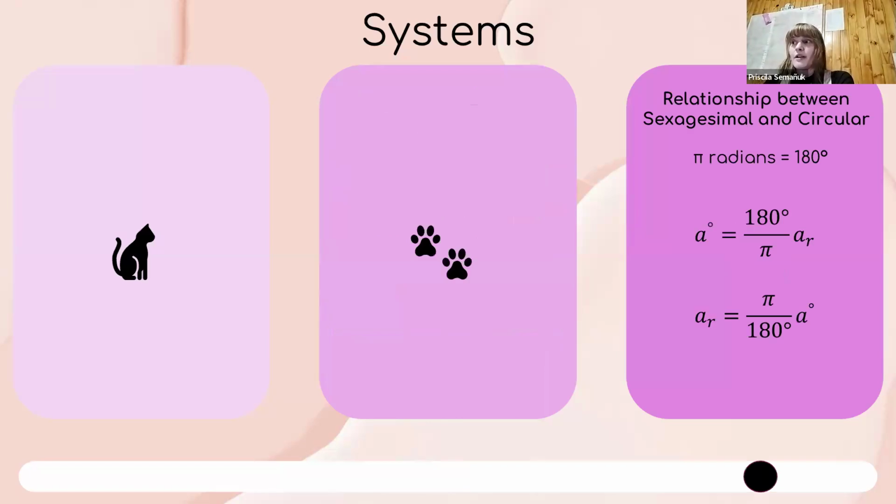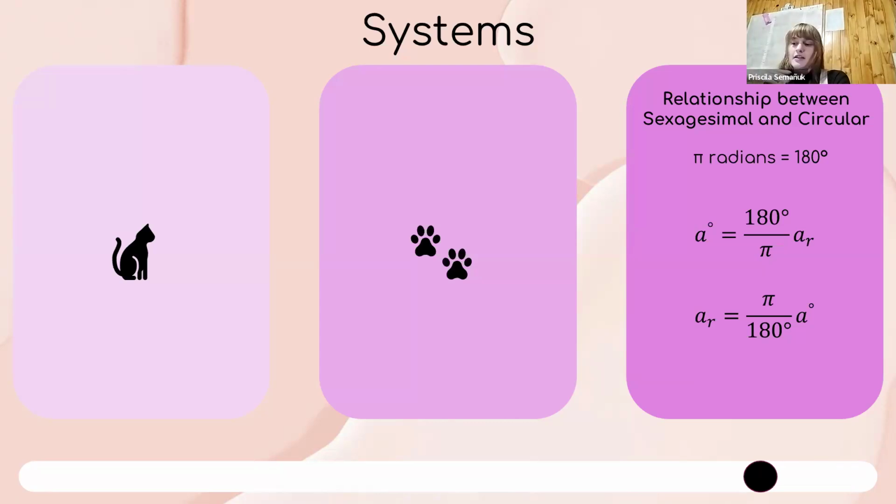And then what happens if we want to have a relationship between these two? Pi radians is 180 sexagesimal, so 180 degrees. And we can have this sort of conversion system. An angle in the sexagesimal system will be 180 degrees over pi, multiplied by the same angle, but in the circular system, okay? It's just pure mathematics for us to have a relationship between these two systems.